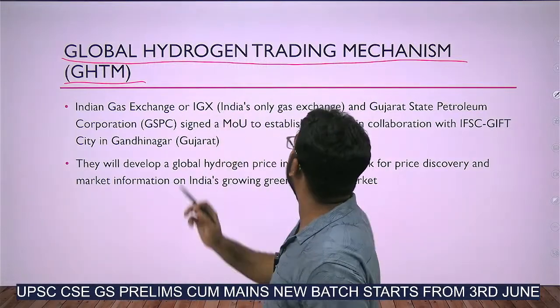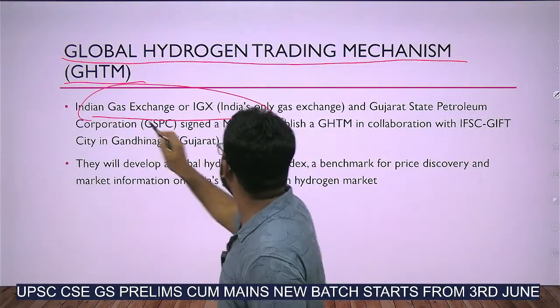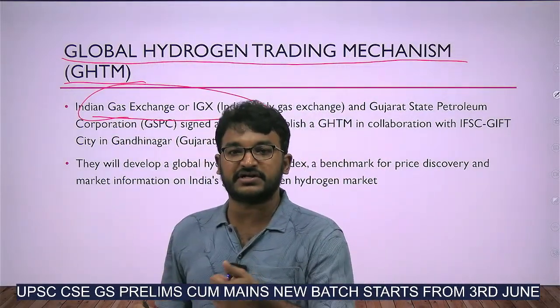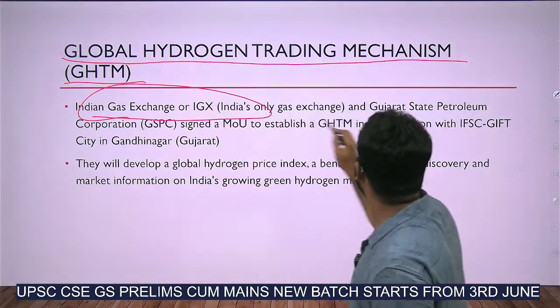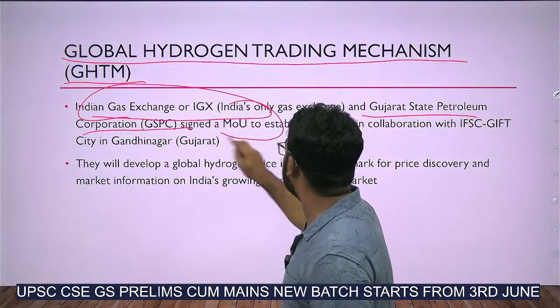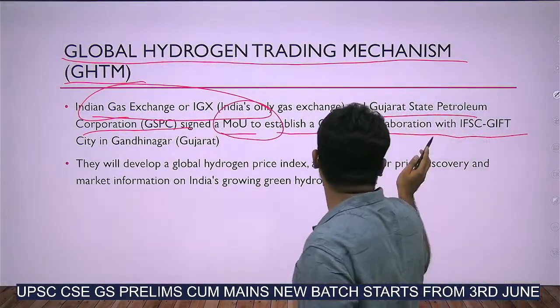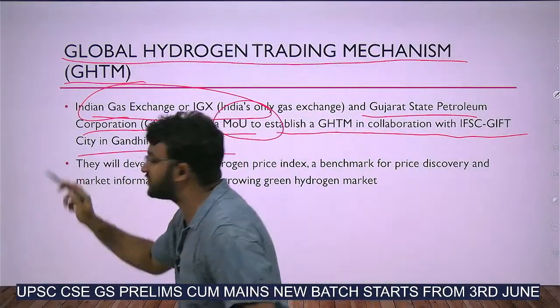And with respect to this global hydrogen trading mechanism, we all know that Indian Gas Exchange is situated in Gujarat. This Indian Gas Exchange and Gujarat State Petroleum Corporation signed an MOU to establish this global hydrogen trading mechanism in collaboration with Gift City in Gujarat.